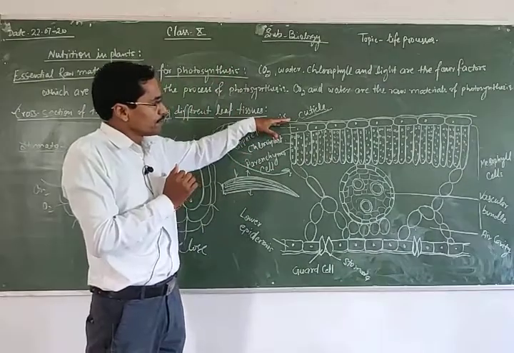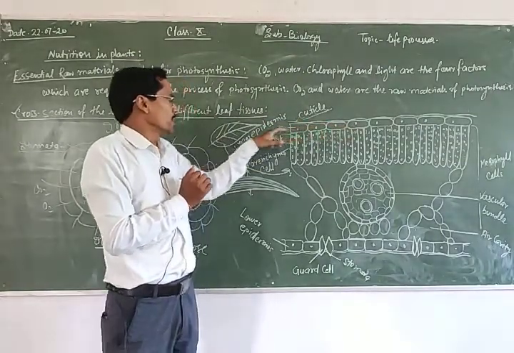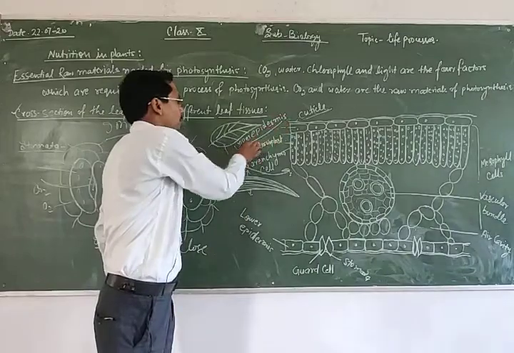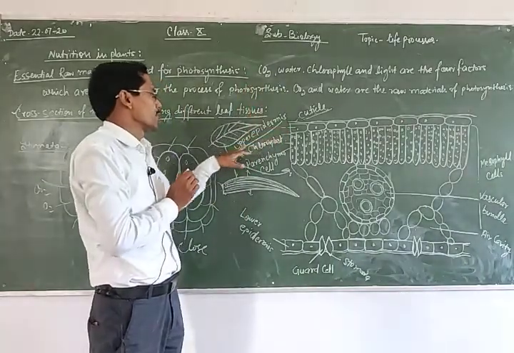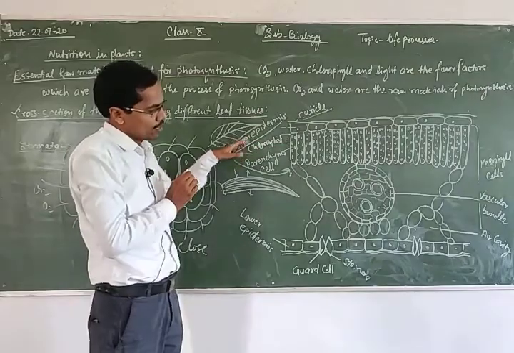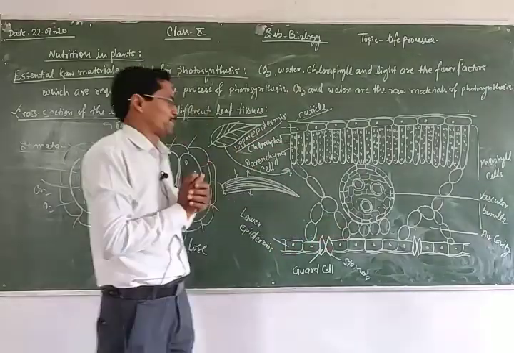See, below the cuticle one layer is present, that layer is known as epidermis. Because it is found on the upper side, it is also known as upper epidermis. Like that, the lower epidermis is also present here.